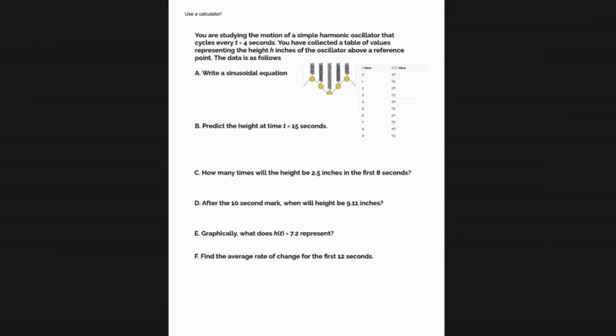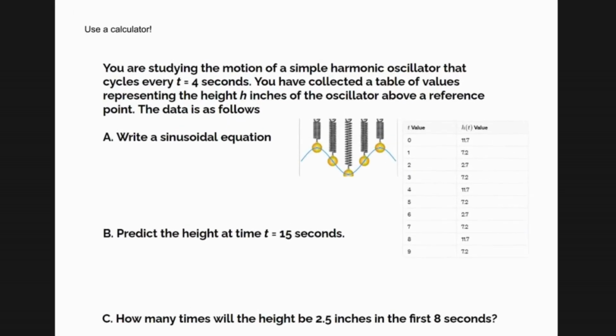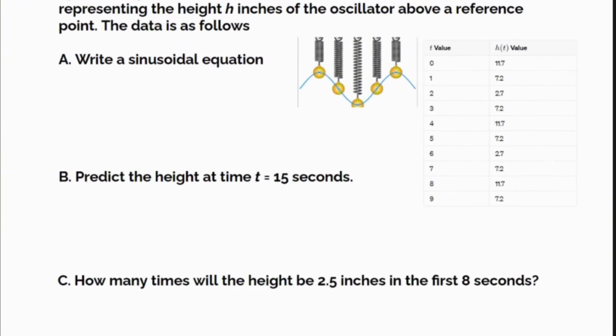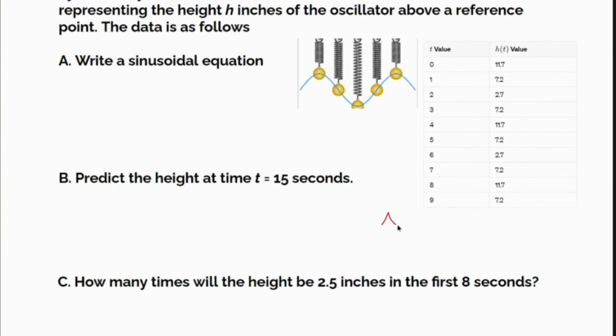Last page. You are studying the motion of a simple harmonic oscillator that cycles every t equals 4 seconds. You have collected a table of values representing the height h in inches of the oscillator above a reference point. The data is as follows. Write a sinusoidal equation. I'm not using a calculator for this. What I will do is draw myself a nice little picture down here, and I think that'll help. Everything is above ground. Everything is positive.